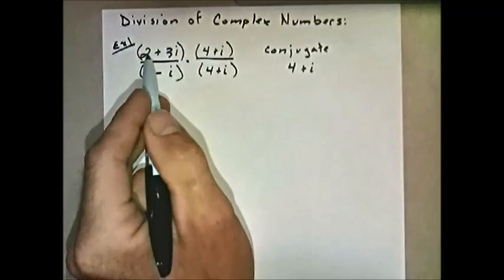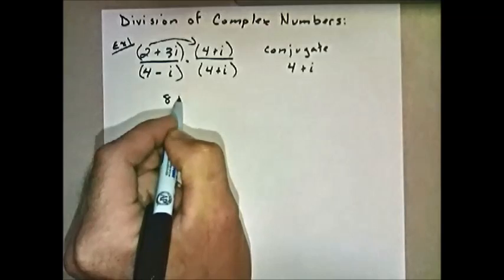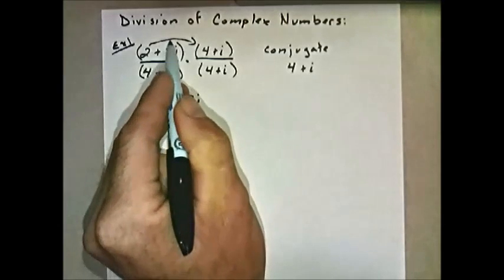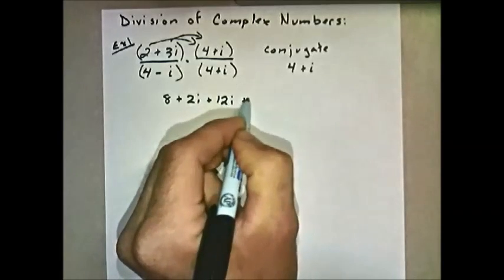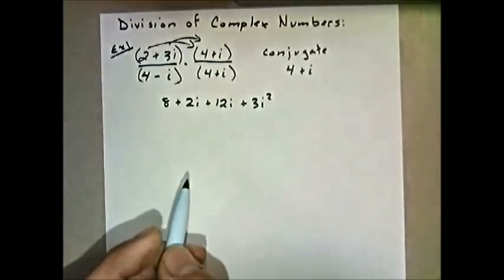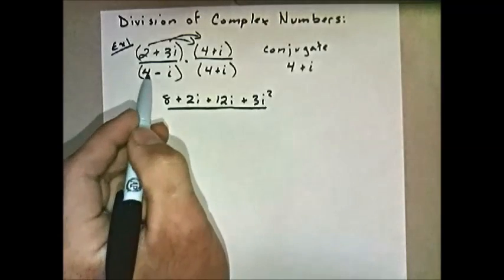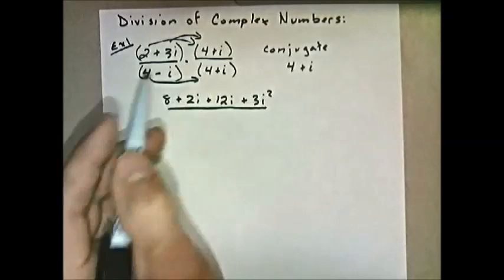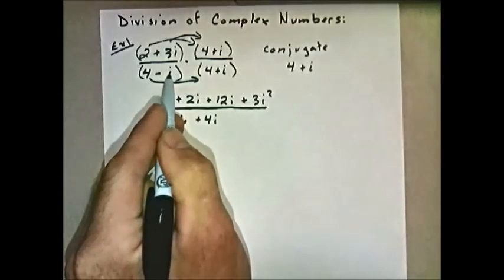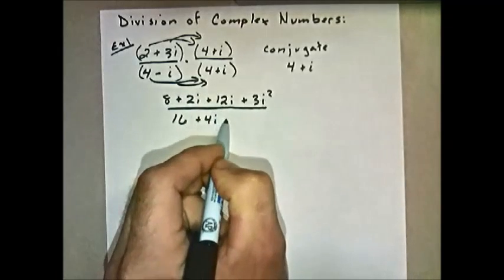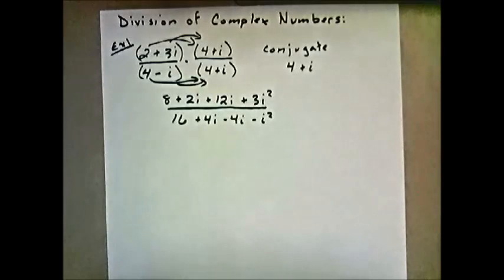Let's look at that first. We're going to distribute the 2, and we end up with 8 plus 2i, and we're going to distribute the 3i. So we end up with 12i plus 3i squared. We can do the denominator in a likewise manner. 4 distributed gives us 16 plus 4i, and the negative i distributed gives us minus 4i minus i squared.